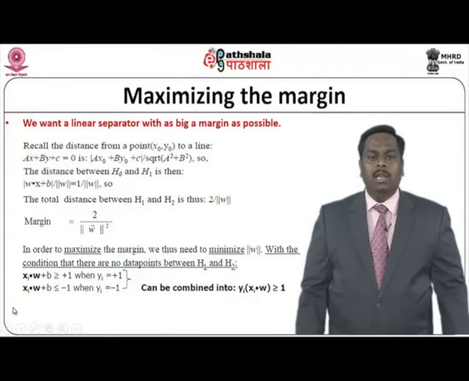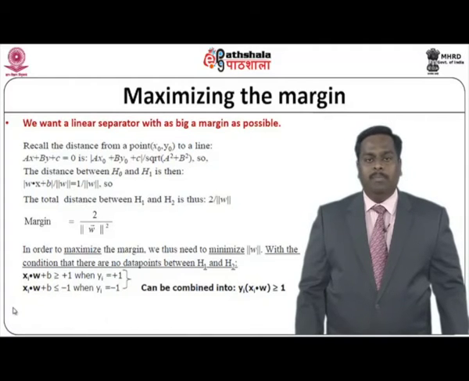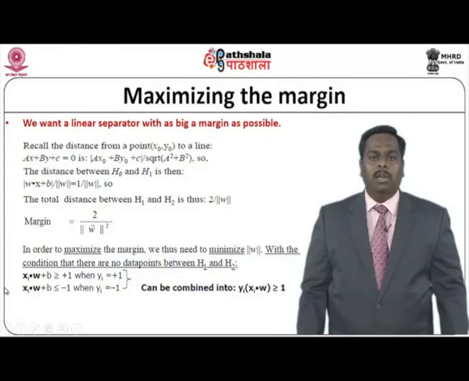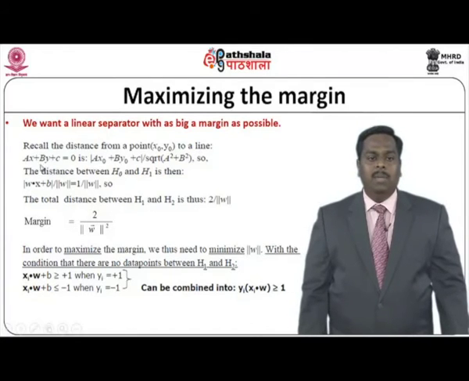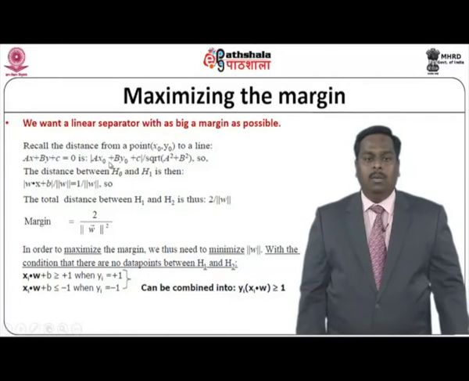Suppose we want a linear separator with a big margin. Then we need to understand a few fundamentals about how to calculate the width. Suppose I have a data point x, y, at a distance from a linear plane or a hyperplane. Assume that the line is defined by the equation Ax + By + C = 0. The data point is x0, y0, and the line to which its distance is measured is Ax + By + C = 0.